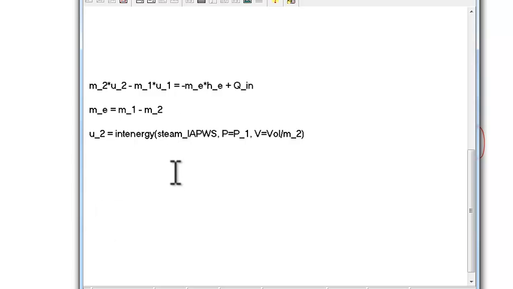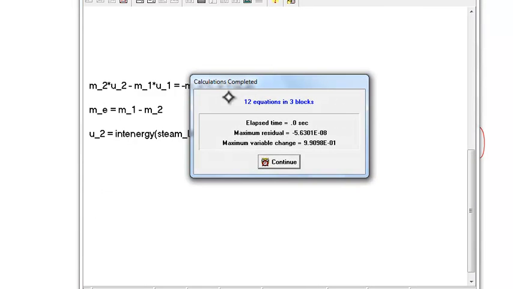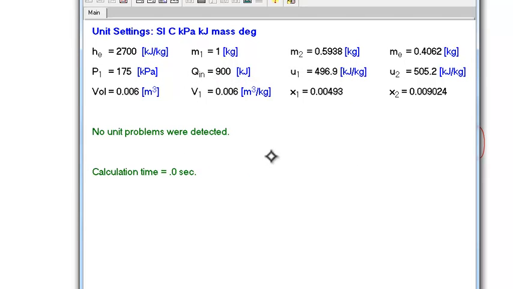The code will iterate on itself. It recognizes that you don't know M2 and that you intend to iterate through this internal energy. So when I hit the Go button, it says 12 equations in 3 blocks. It gives me the elapsed time, and I click Continue, and it gives me the solutions.